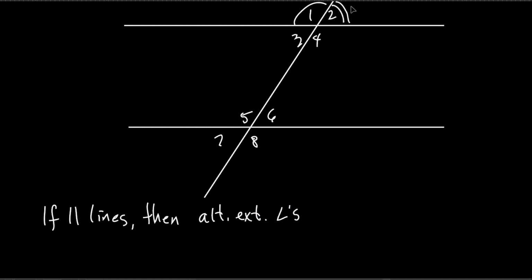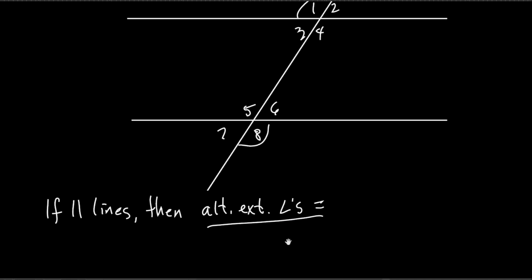Alternate exterior angles. Give me an alternate exterior angle with 1. 2 and 7. Okay, 2 and 7 would be one. Since I got 1 already marked, what would it be? 1 and what? 8. I'm sorry. Yeah. 1 and 8 would equal each other. I was going to go supplementary, but I forgot about this one. So the alternate exterior angles would also be what? Equal to each other. Do you see that? Okay, so alternate exterior angles are also equal to each other.